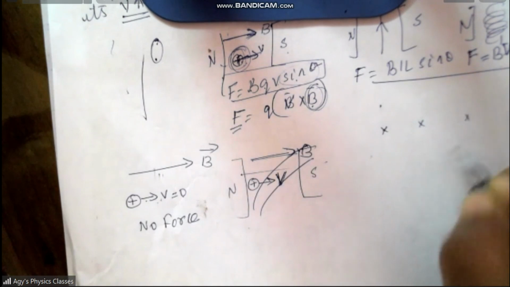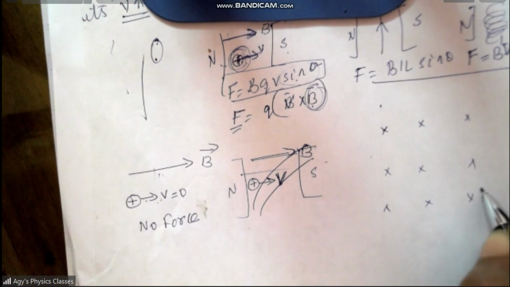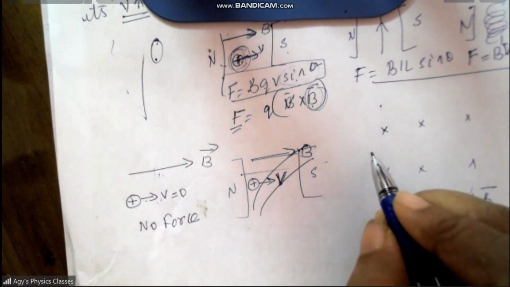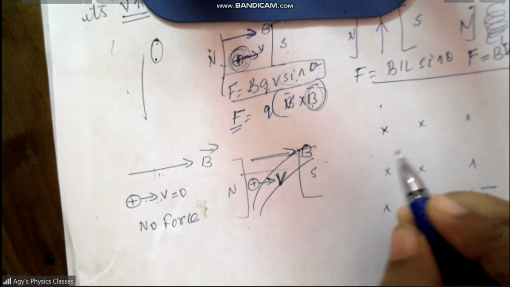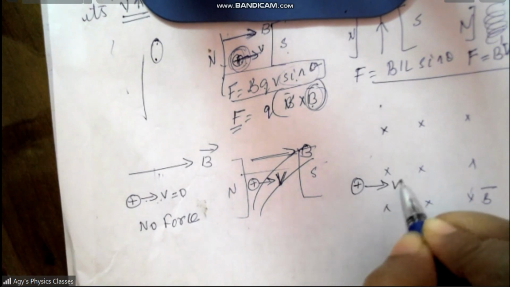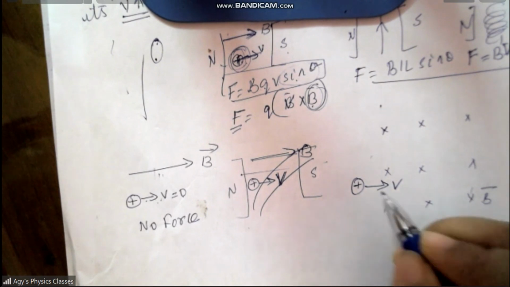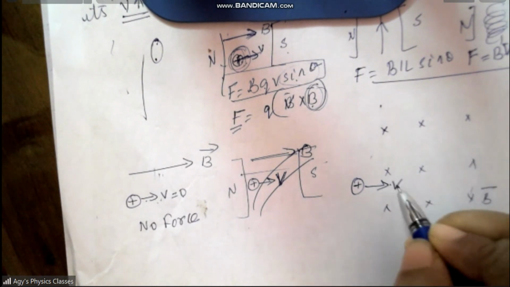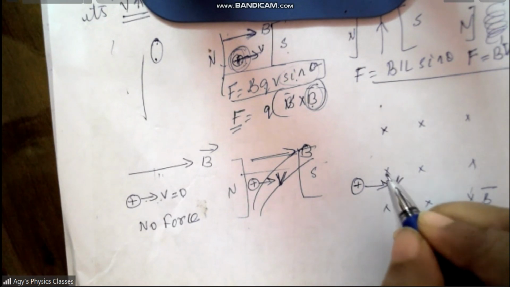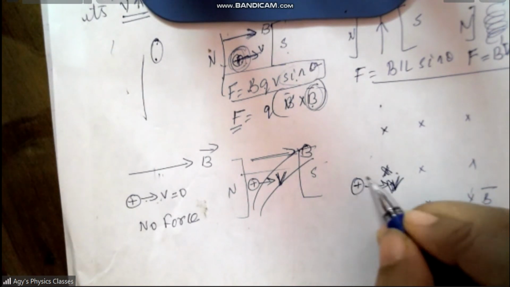I'll give you another example. Assume that this is an into-the-page magnetic field here. Now if a positive charge enters with a velocity, can you imagine? A positive charge is coming into this space with a certain velocity. This is the direction of velocity, this is the direction of the magnetic field. What is the direction of the force acting?